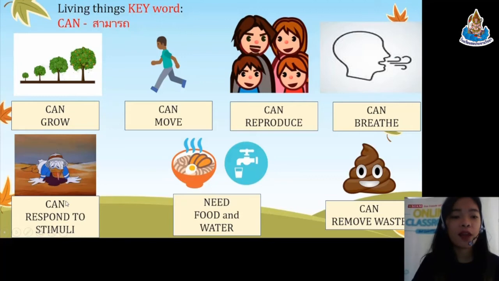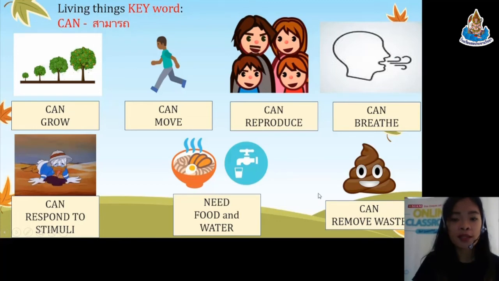Next one, we have living things can respond to stimuli. Living things need food and water. Living things can remove waste.